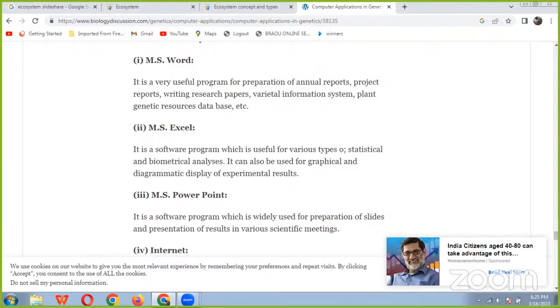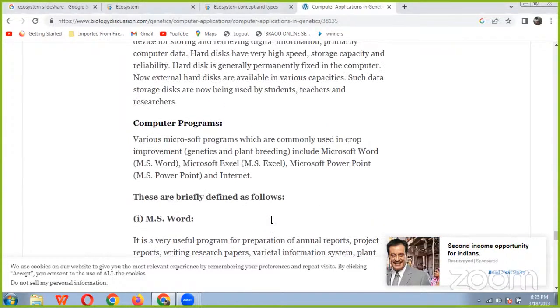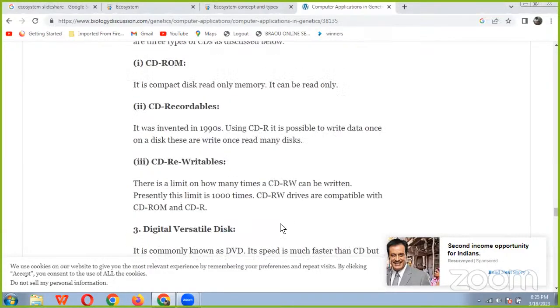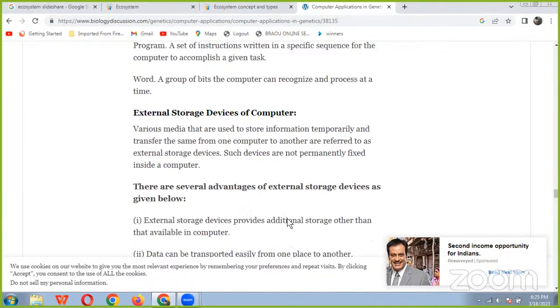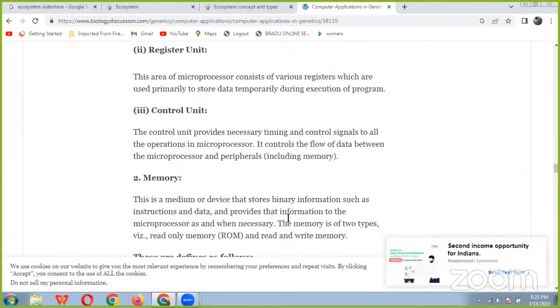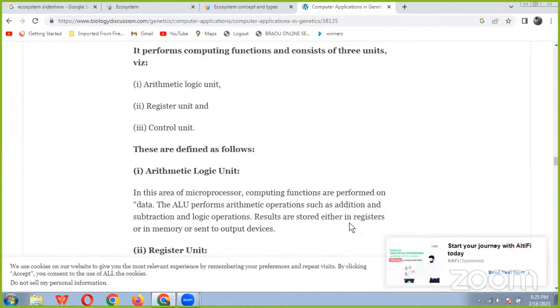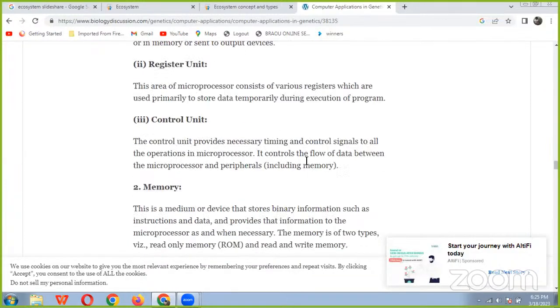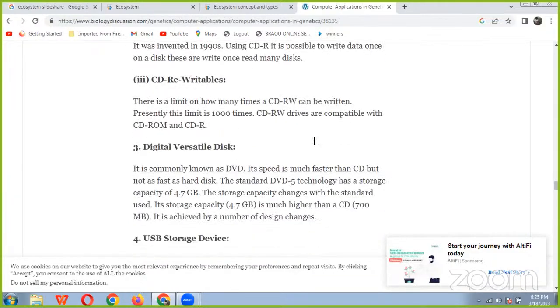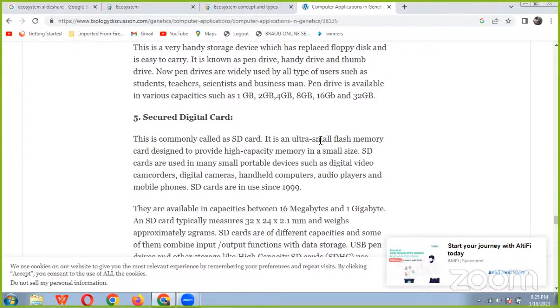Computer networks can be classified into two broad categories. One is the LAN, another one is the WAN. LAN is the local area network. Next one is the WAN. This is a very important question. The first one is the LAN. What is the meaning of the LAN?